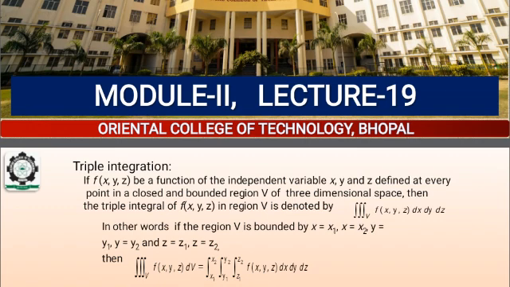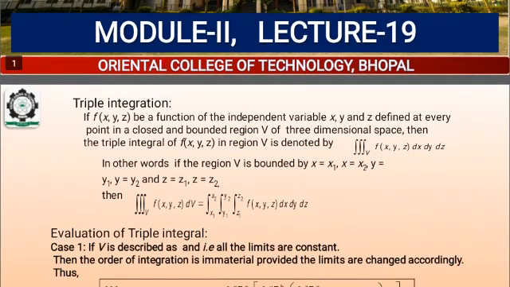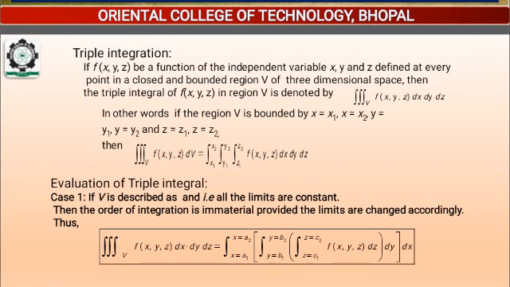In other words, if the region V is bounded by x equal to x1 to x equal to x2, and y equal to y1 to y equal to y2, and z equal to z1 to z equal to z2, then the integral becomes this. Evaluation of triple integral: if V is described so that all the limits are constant, then the order of integration is immaterial, provided the limits are changed accordingly. Thus, triple integration can be written as this.